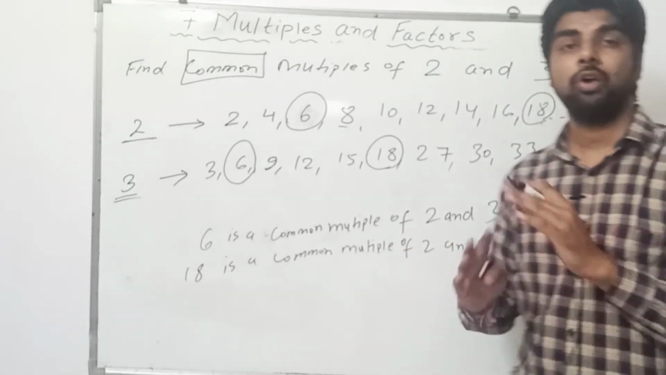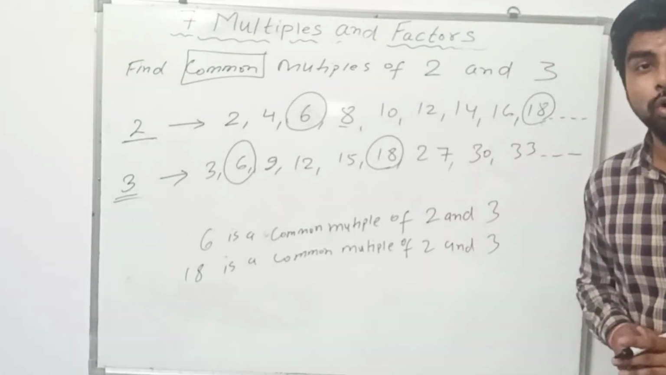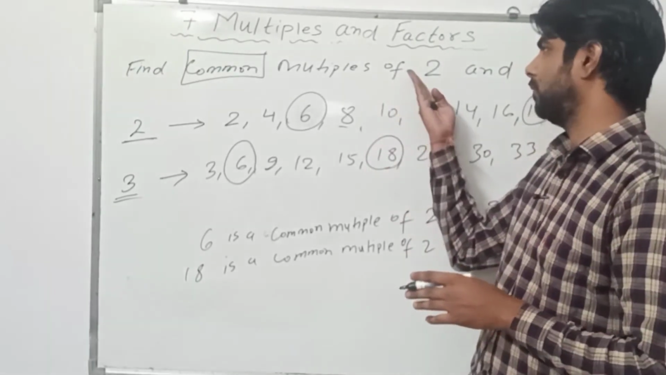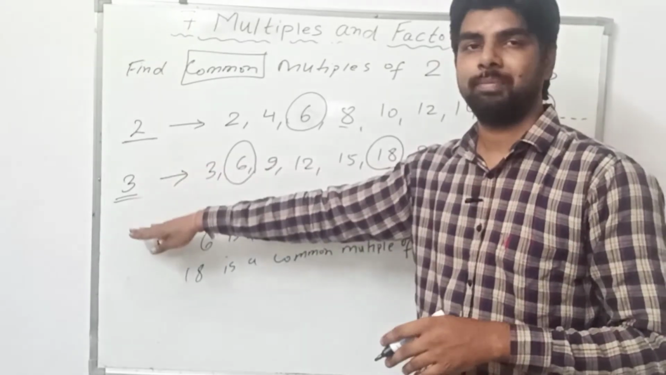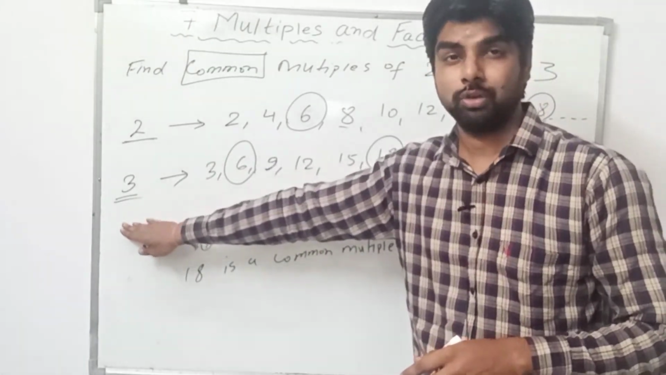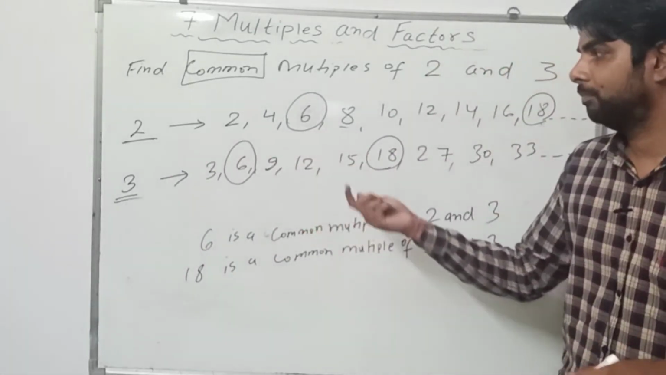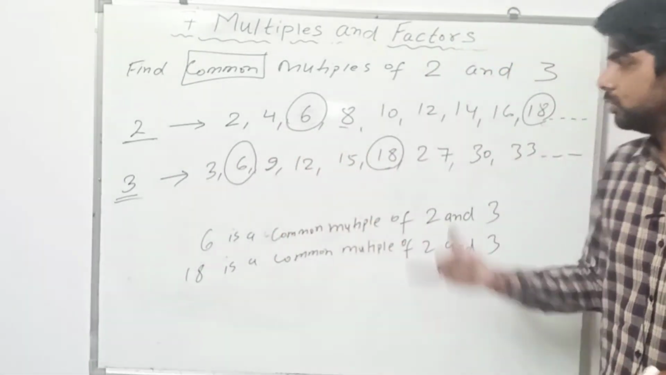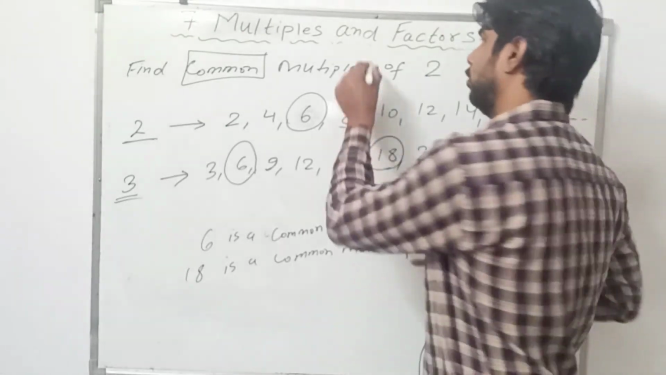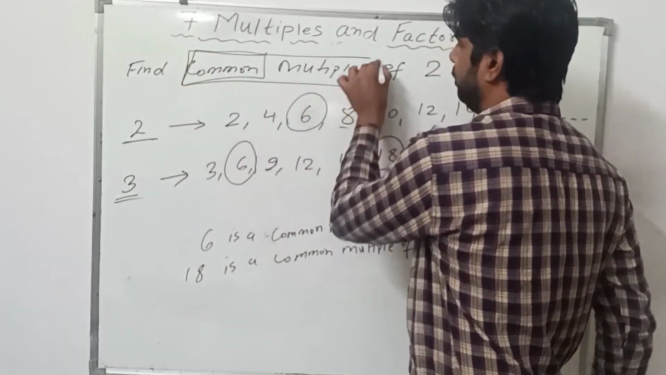Okay, this is how we can find out common multiples of two numbers. Suppose we have to find common multiples of 2 and 3. So what will we do? We will write the multiples of 2 and the multiples of 3, and we will find the numbers which are common in both. So this is how we can find out common multiples.